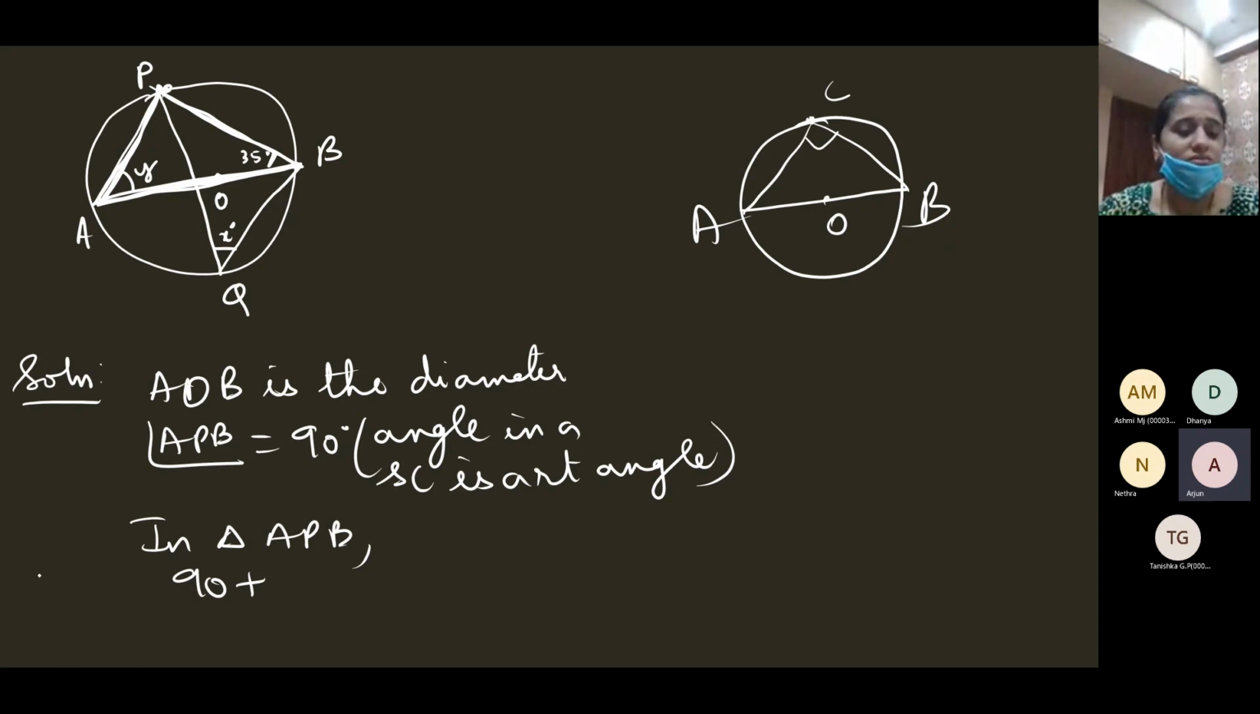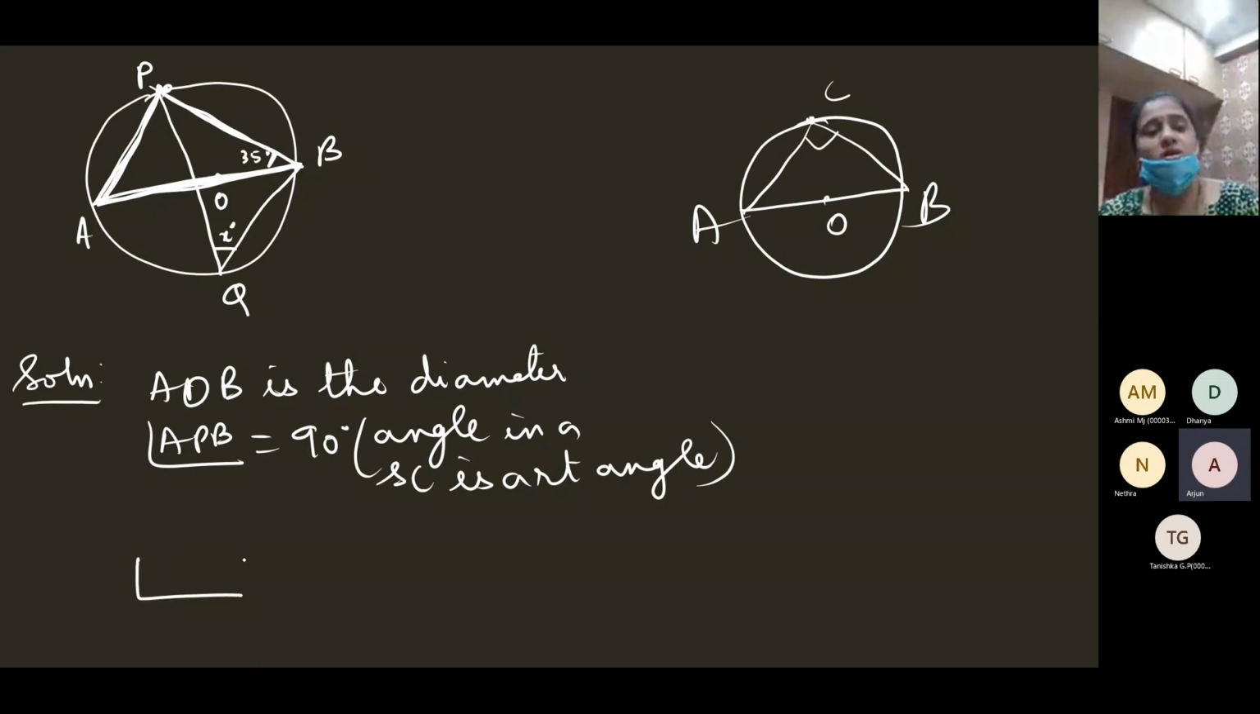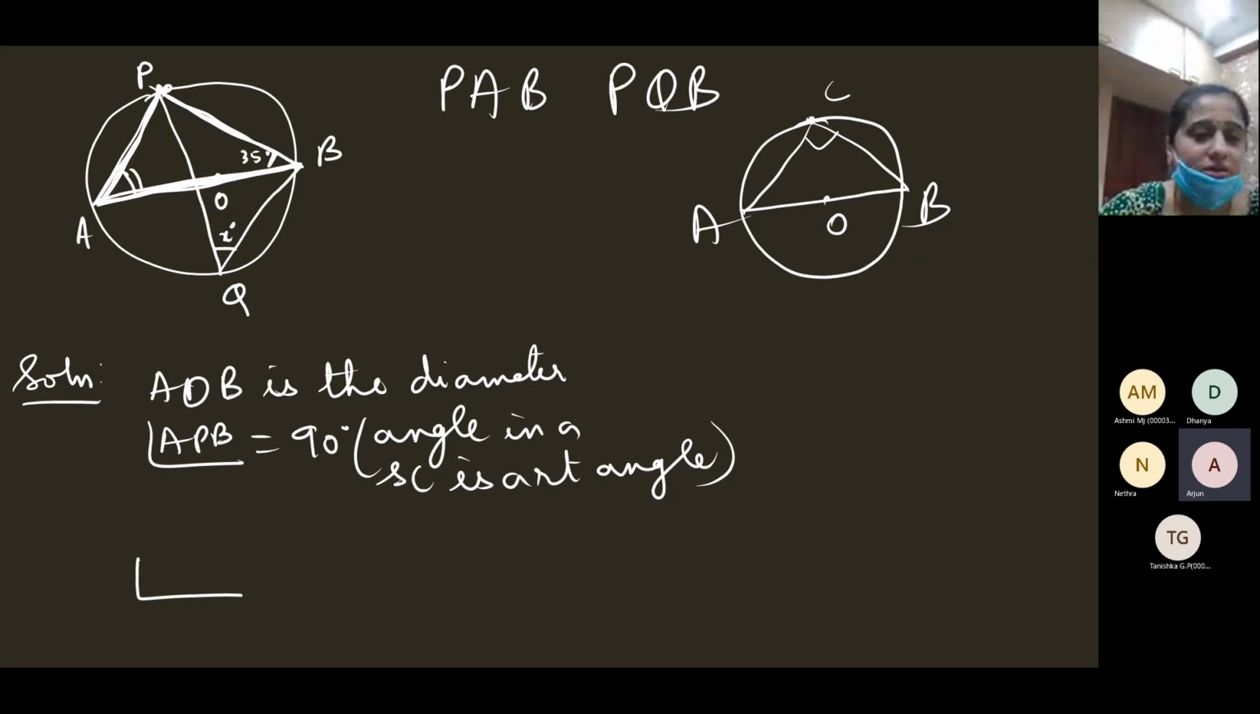You can even do this instead of calling it y. Look at the chord PB. PAB, PQB. See, from the name you can make out. It's not at all difficult. Can you see the angles PAB and PQB? This is PAB. This is PQB. Both are made by the arc PB. One is at A, the other is at Q. This is the arc PB. Arc PB makes angle PAB here and PQB here.